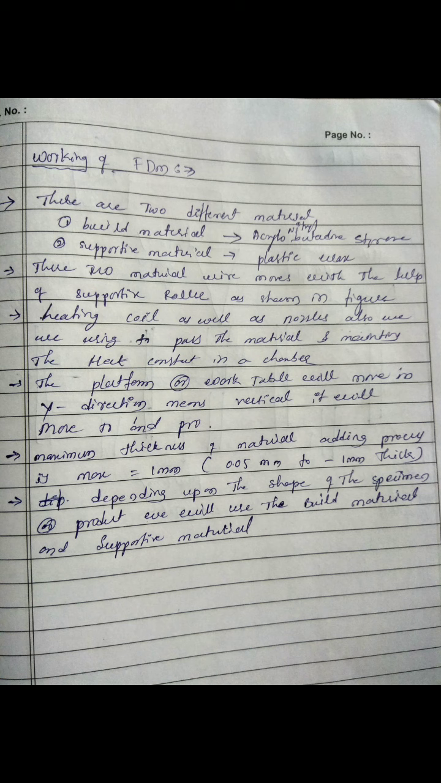There are two different materials. One is the build material, that is, in the arrow mark I mentioned, acrylonitrile butadiene styrene. My handwriting is not good, no problem, please understand why I am saying this. Catch my words and write it down, if you want. The second one is the supportive material, that is plastic wax.